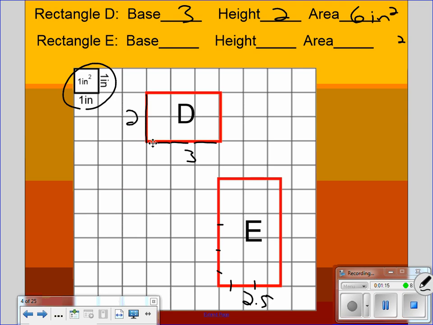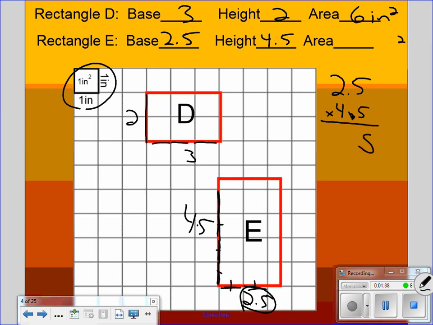Look at E here. We have 1, 2, 2.5, so 2.5. 1, 2, 3, 4, 4.5. So we have 2.5. Better not get ahead of myself. 2.5 here. We have 4.5 here. 2.5 times 4.5 equals what? 5 times 5 is 25. 5 times 2 is 10. Plus 2 is 12.